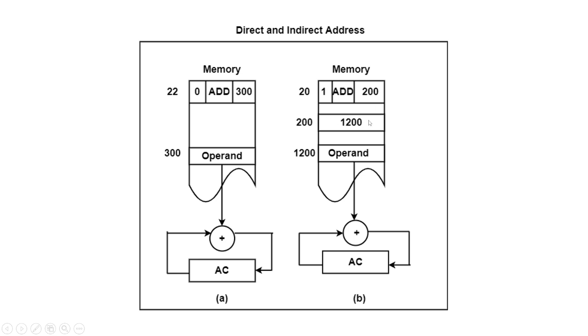There is another address that is a pointer to the operand. We can say this is a pointer. It holds the address of the operand. One address holds the address of another address containing the operand, which is termed indirect addressing. And the control signals will flow to the address 1200. Here they have the operand, and the operation will be performed based on the operand.